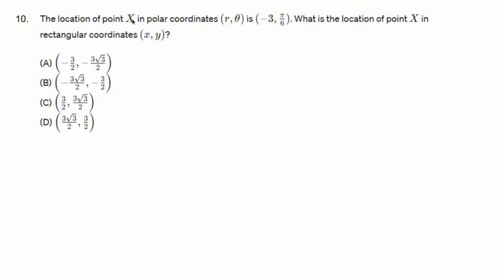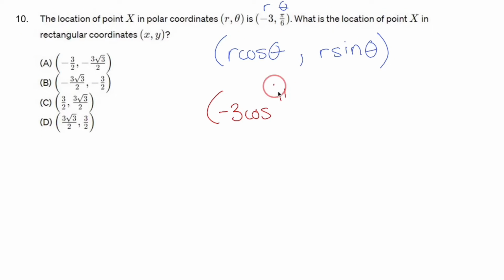The location of point X in polar coordinates r, theta is -3, pi over 6. What is the location of point X in rectangular coordinates x, y? You know very well that rectangular coordinates, if viewed from a trigonometric point of view, are going to be r cos theta, r sine theta. Well, you're my r, and you're my theta. So let's do some simplifying, shall we? You're going to be -3 cosine pi over 6, and you're going to be -3 sine pi over 6.